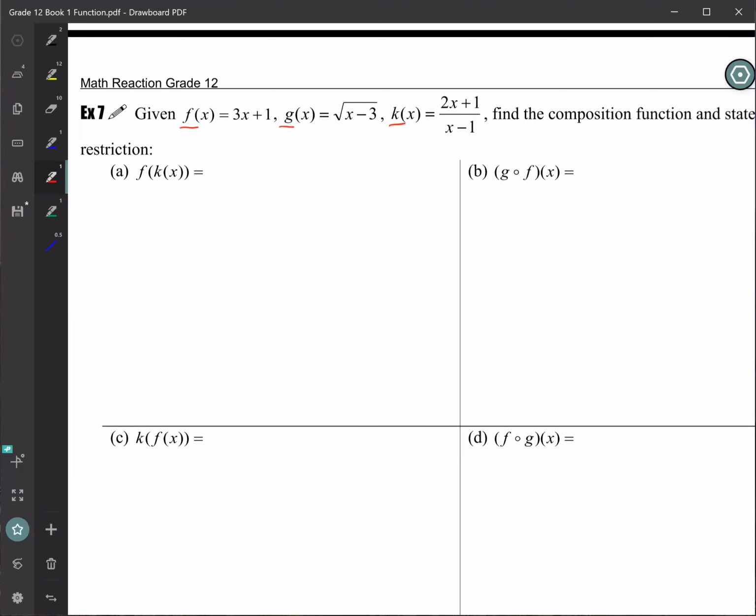Samantha, which function should go inside? Is it F inside the K or K inside the F? K inside the F. Yeah, very good. Okay, so place K into the F. So everybody try it. And then what we need to learn here is also remember to write down the restrictions, if there's any. And also, if there's anything we need to simplify, we need to simplify.